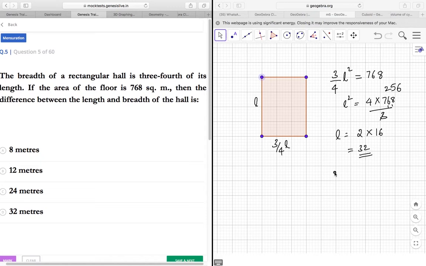Now what is it that we are looking for? The difference between these two. The difference between these two is how much? L minus 3/4 L is actually 1/4 L. So what is 1/4 L? It is 32 divided by 4, which is equal to 8. This is in square meters, so it is going to be in meters. That's it. Answer option A. All right, so very simple, straightforward question. Less than a 20-second question actually.